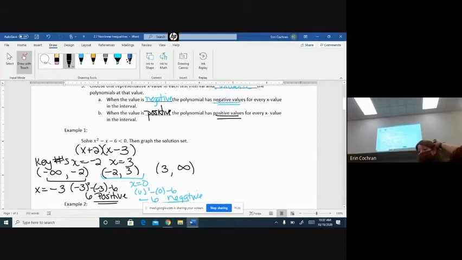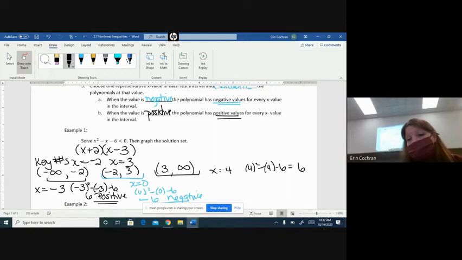Then the last interval: give me a number between 3 and infinity. 4. Let's plug in 4: 4 squared minus 4 minus 6, and what do we get? 6. Again, this is positive, so all my values will be positive in that interval. Any questions with that so far?